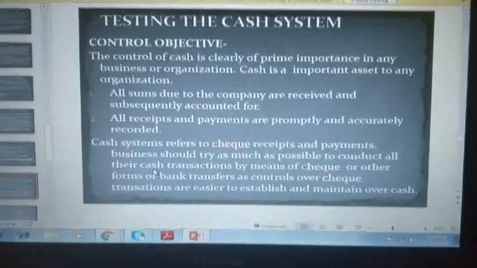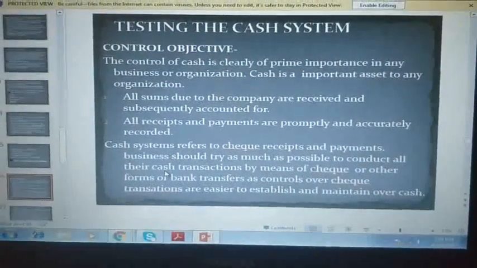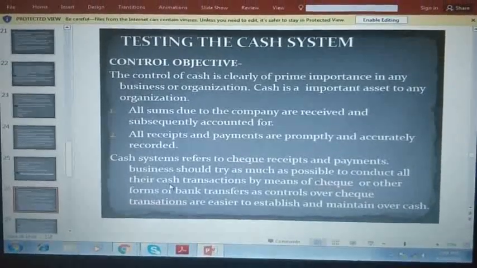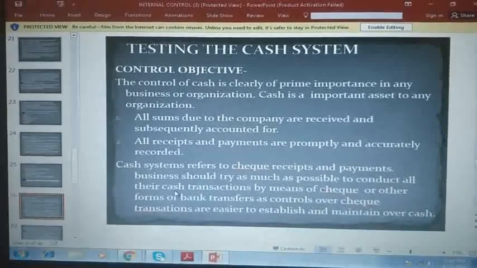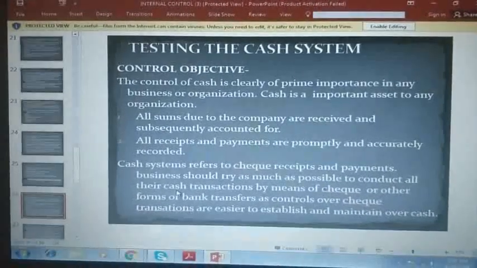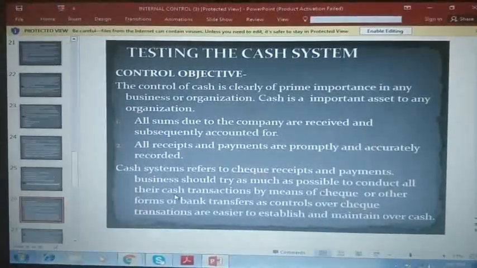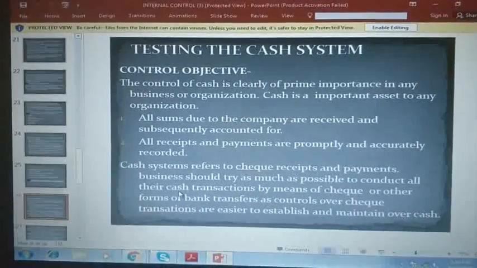Now, cash systems are also referred to as cheque receipts and payments. Businesses should try as much as possible to conduct all their cash transactions by means of cheques or other forms of bank transfers. Usually companies will either pay you in cash or transfer the amount to your bank account, and through this they have to maintain control.